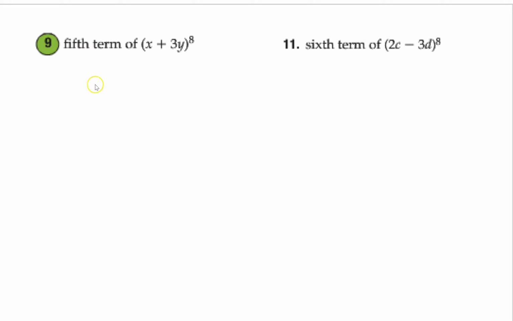I want the fifth term of this. So before I even look at this, let's set up what we know. I know it has to be an 8. I know the first thing has to be an X, and the second thing has to be a 3Y. Right? That's what I know just from the very start. It could be any question. I know I'm going to have that no matter what.